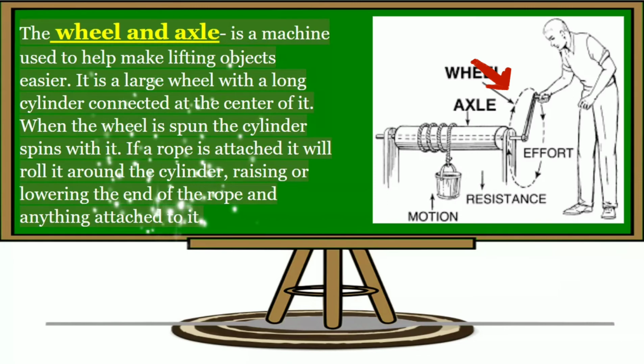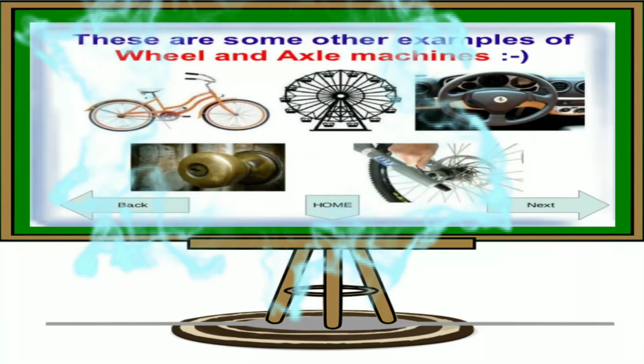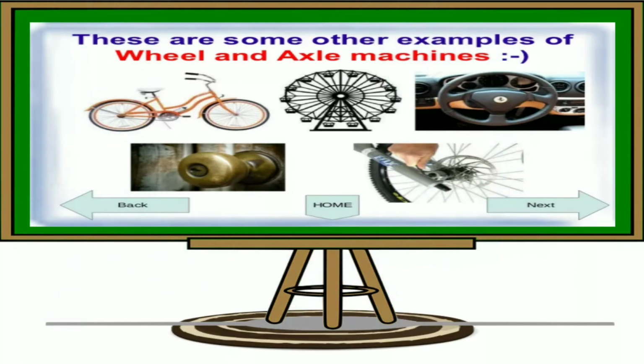The wheel and axle is a machine used to help make lifting objects easier. It is a large wheel with a long cylinder connected at the center of it. When the wheel is spun, the cylinder spins with it. If a rope is attached, it will roll around the cylinder, raising or lowering the end of the rope and anything attached to it. These are the examples of wheel and axle.